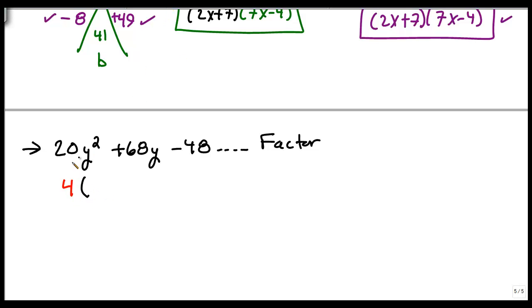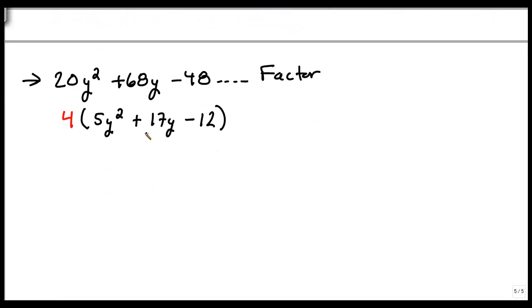So if I factor out a 4, I'm left with 5y squared plus, now 4 goes into 68 17 times, 4 goes into 48 12 times. 12 times 4 is 48. So when I factor this, really the only thing I need to do now is to focus in on this 5y squared plus 17y minus 12, but then I have to remember this 4 out front. So when I get all done, I should have a 4 times stuff. Okay, but don't forget the 4.